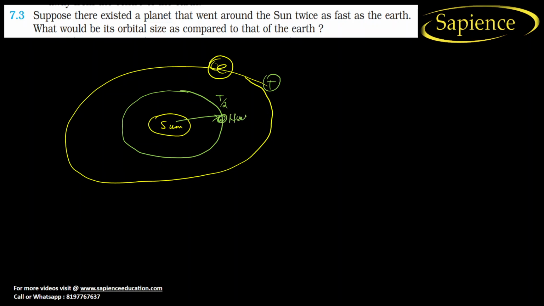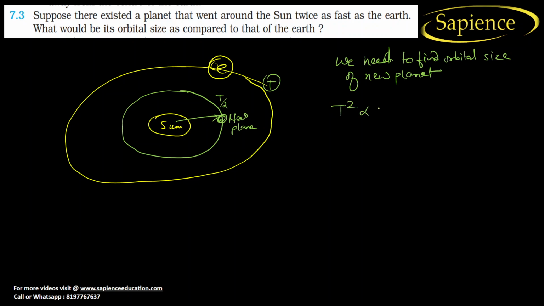This is the new planet. So we need to find the orbital size of the new planet. We have given the time period, and we know Kepler's law: T square is proportional to R cube, or we can also write R cube is equal to k times T square. So R is equal to k times T to the power 2 by 3.